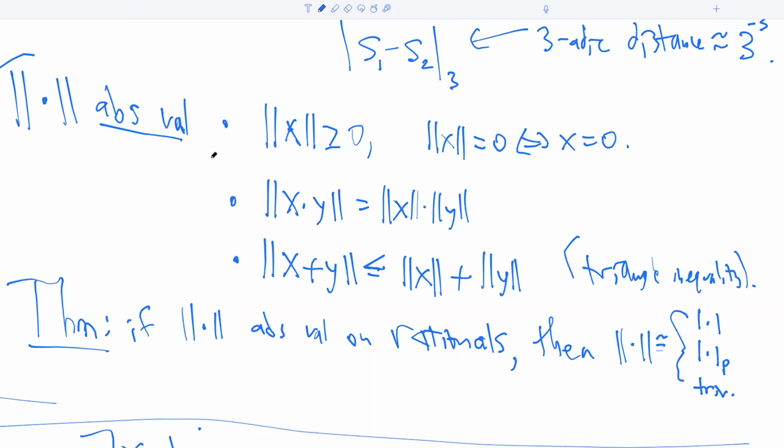You give me only these three very abstract things, and I can prove that your function is in fact the usual absolute value, or one of these p-adic absolute values, or the thing that gives 0 to 0 and 1 to everything else. So that's the trivial absolute value. These are the only games you can play on the rational numbers that give you absolute values that behave the way we want them to.